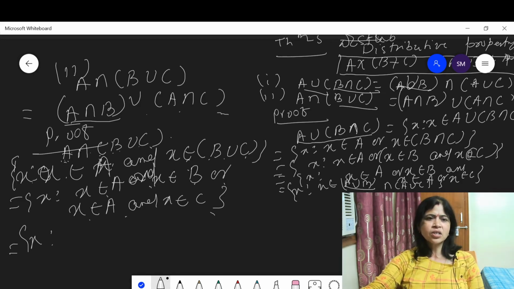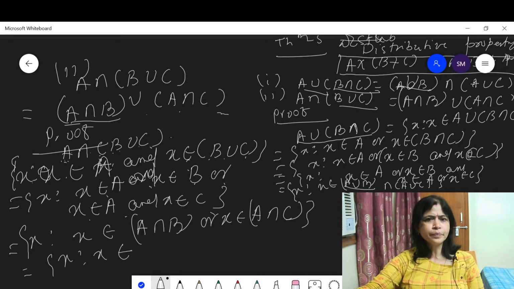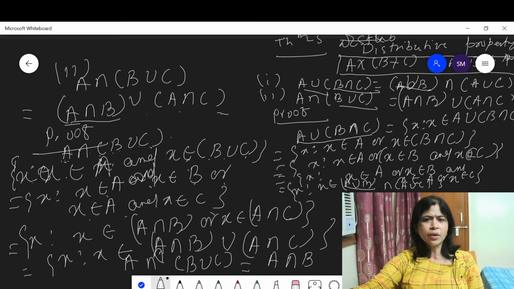This shows that x is such that x belongs to A intersection B or x belongs to A intersection C. This shows that x belongs to A intersection B union A intersection C. Hence we get that A intersection B union C is equal to A intersection B union A intersection C.